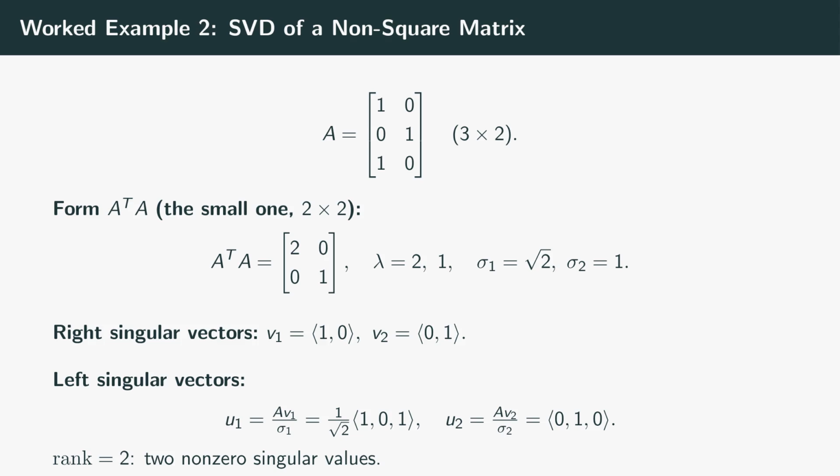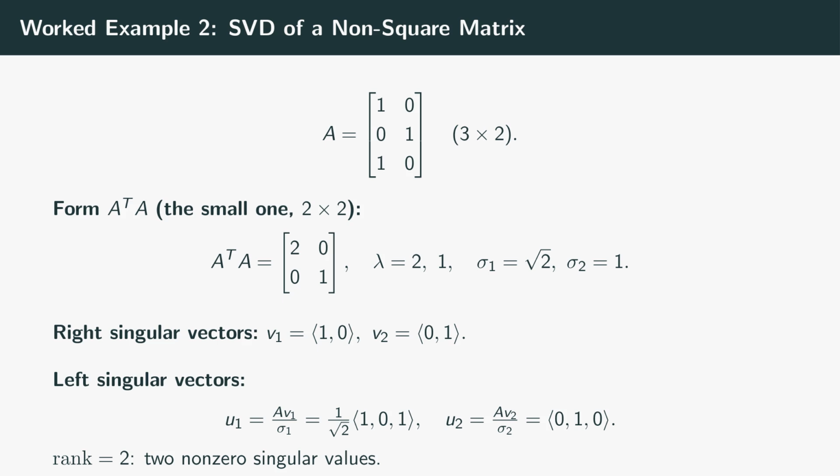Here is the real strength, a non-square matrix, handled by exactly the same recipe. Take a 3x2 matrix, 3 rows, 2 columns. The trick is to form A transpose A, which is the small product, only 2x2. Here it comes out diagonal with 2 and 1 on the diagonal, so its eigenvalues are 2 and 1, and the singular values are their square roots, the square root of 2 and 1. The right singular vectors are the eigenvectors of that 2x2, which are just the standard axes, the vector (1, 0) and the vector (0, 1).